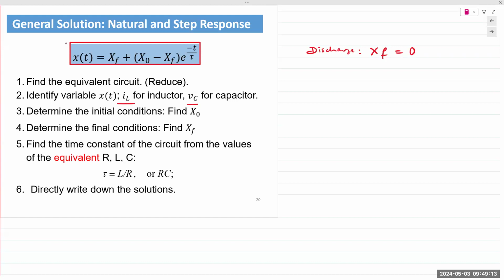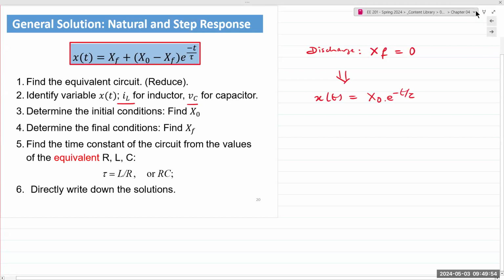It doesn't matter if during the discharge, that discharge portion gets interrupted and it starts charging again because you applied another source. When you plug in the equation, you always plug in xf equals 0. If you recognize the circuit as discharging, xf will always have a value of 0. Then the equation reduces to this structure. It becomes simply x0 times e raised to minus t over tau.